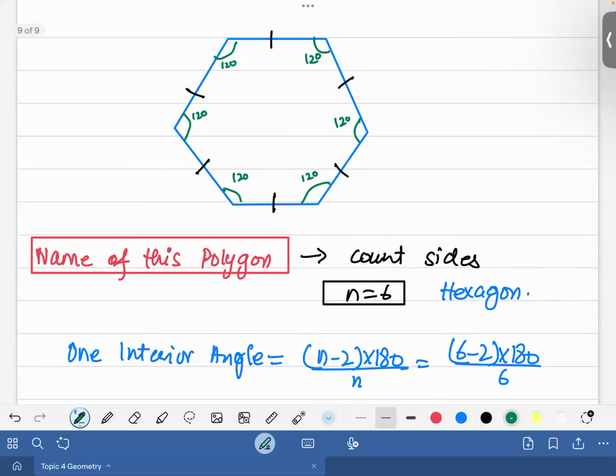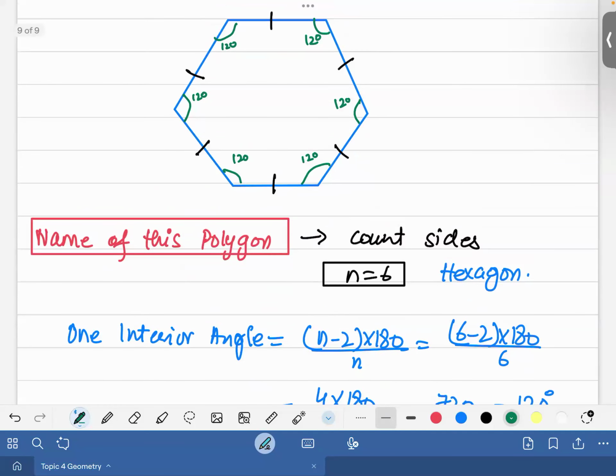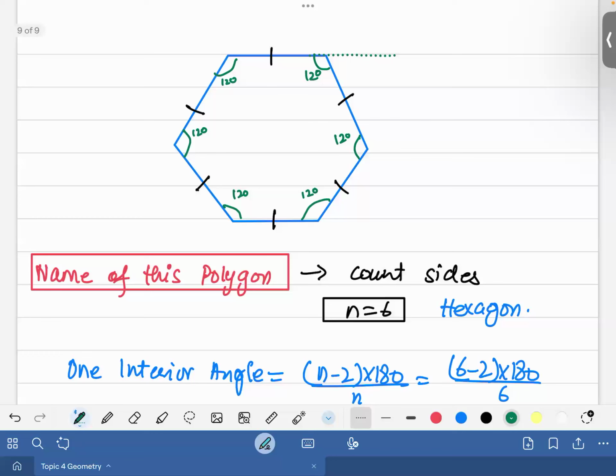Now you can see one thing: if I add all the angles, I'm getting the total, which is 720. So the total of the exterior angles must be 360, or not? See, this is an interior angle. I'm extending the line here, I'm also extending this line over here, and this line here, and this one, and this one, and this one.